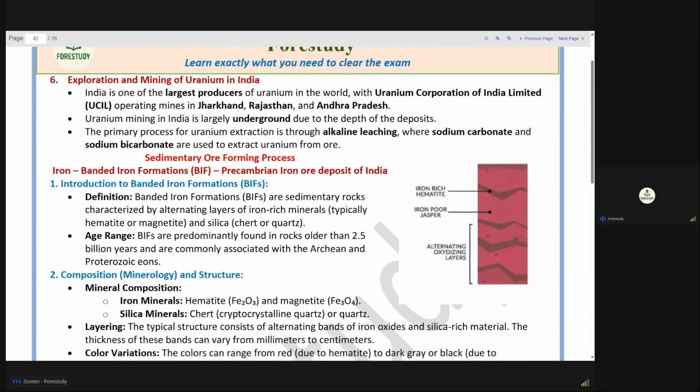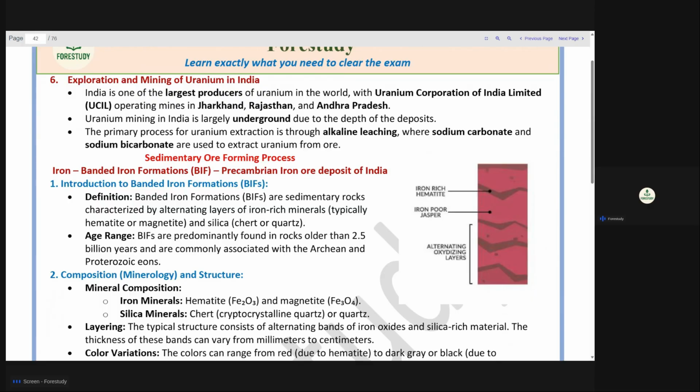Now we'll talk about exploration and mining of uranium in India. India is one of the largest producers of uranium in the world, with Uranium Corporation of India Limited, UCIL, operating mines in Jharkhand, Rajasthan, and Andhra Pradesh. Uranium mining in India is largely underground. Underground mining is the most common method due to the depth of the deposits. We have uranium deposits mostly at certain depths where we cannot do open cast mining.